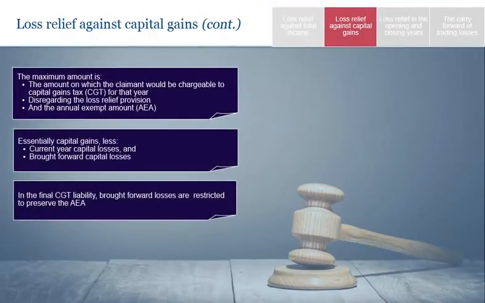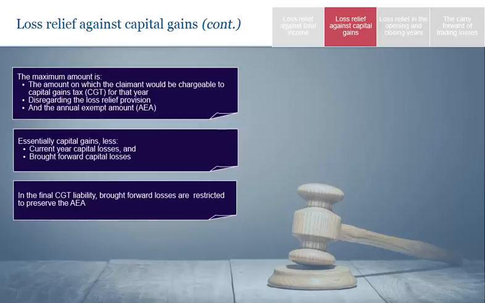This relevant amount, the amount of the loss left, is then compared to the maximum amount. The maximum amount is described on this screen in words, but imagine it as a calculation of essentially current year gains, less current year capital losses, less capital losses brought forward, regardless of whether they are actually used. Compare the two, maximum to relevant, and take the lower as the amount to be converted from the trading loss to be used as a current year loss and set against capital gains.